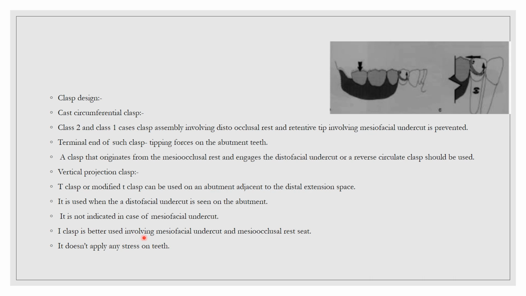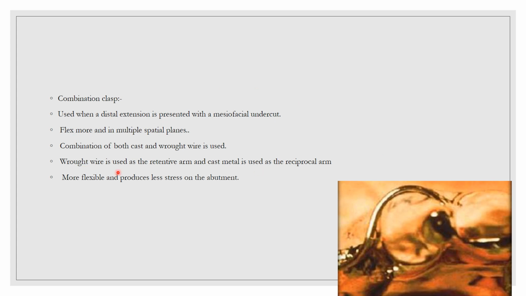The I clasp is better used involving mesiofacial undercut and mesio-occlusal rest seats, okay? So when you are using an I bar, you should take care of these considerations. When you're using a cast circumferential clasp, you can use a reverse circlet clasp. Okay. Coming to a combination clasp, used in the distal extension with a mesiofacial undercut, guys. So it's more flexible and multiple survey planes are there. So a combination of both cast and wrought wire can be used. Wrought wire is used in the retentive arm and cast metal used on the reciprocal arm, more flexible and produces less stress on the abutment.